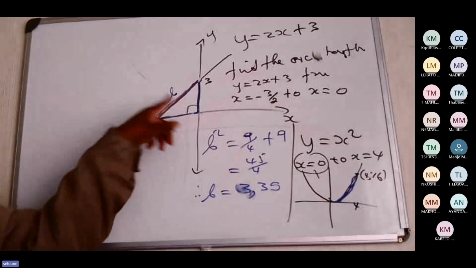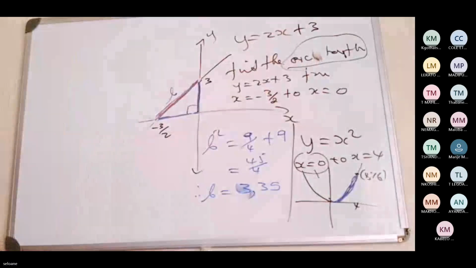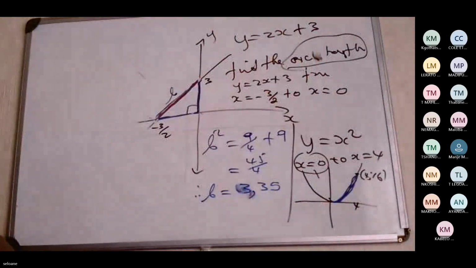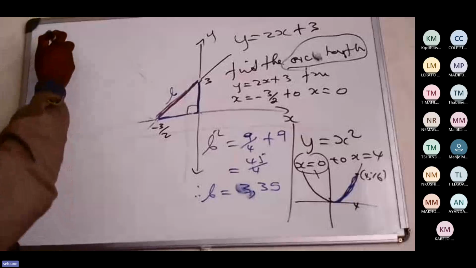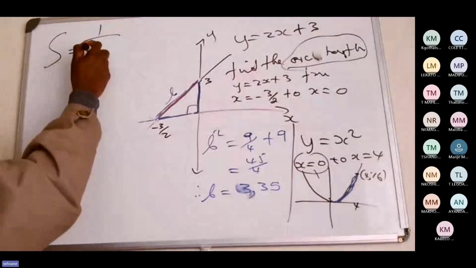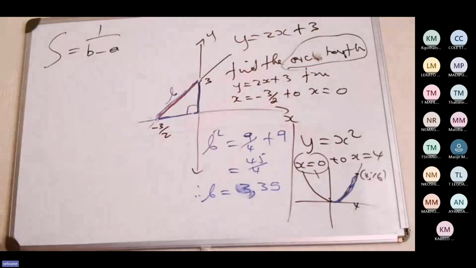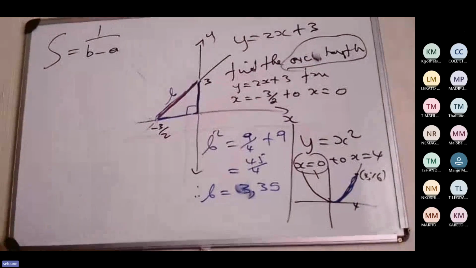So now, what is the formula for finding the arc length? Now, this is the formula. You know it. You saw it. It will be S equal to 1 over B minus A. And what are these B and A? These are the limits.